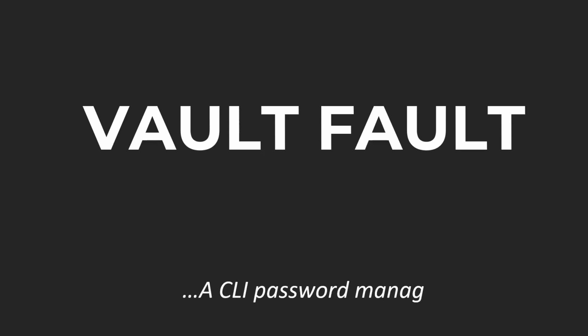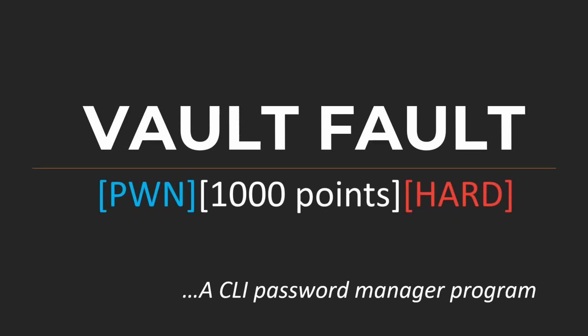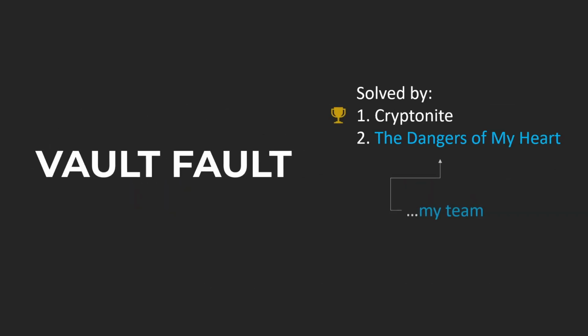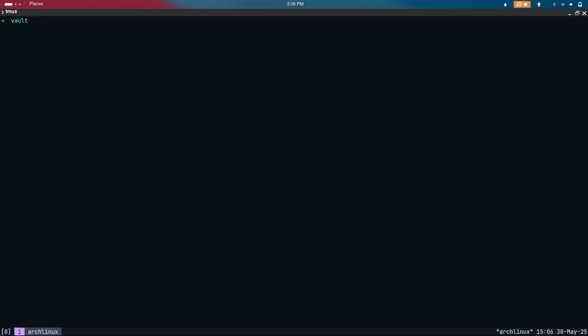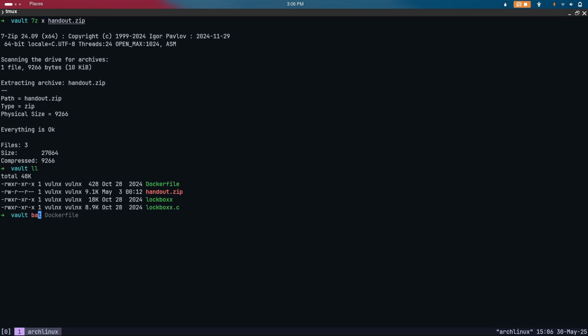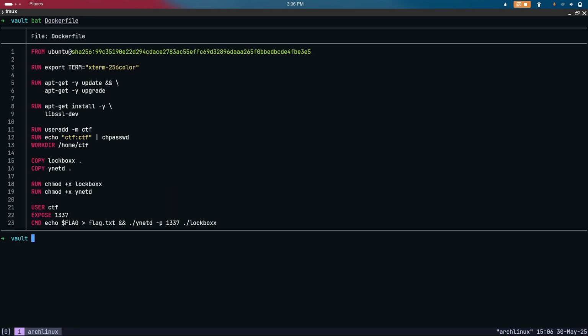Vault is a simple CLI password manager written in C. It's the highest rated 1000 point hard pwn challenge, which I believe was only solved by two teams, including my own. So in this challenge, we are provided a Dockerfile which is used to host the Vault binary on a specific Ubuntu machine. Luckily, we are provided the source code for the challenge, so let's take a look at that first.